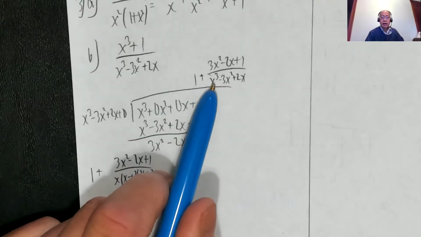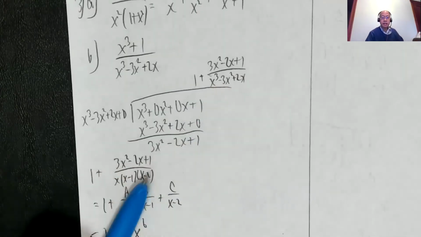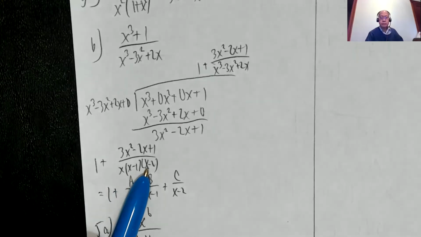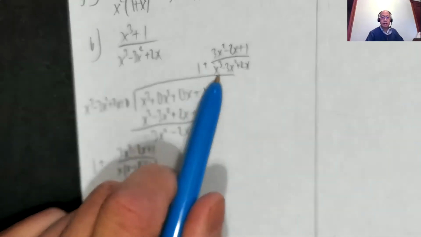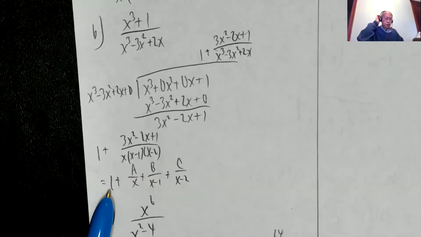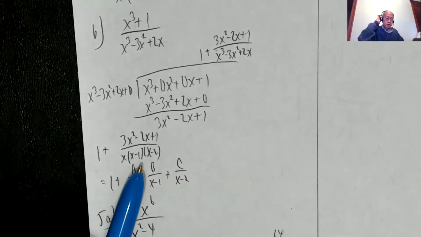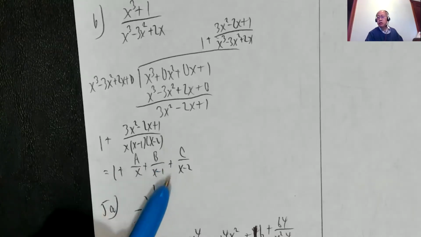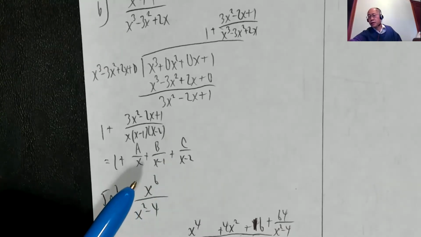So factor x cubed minus 3x squared plus 2x into x times (x minus 1)(x minus 2). Factor out the x, you have x squared minus 3x plus 2, and then you have that. Once you have that, the setup is 1 plus, and then these are all distinct linear factors. So A over x, B over x minus 1, C over x minus 2. And there we go.